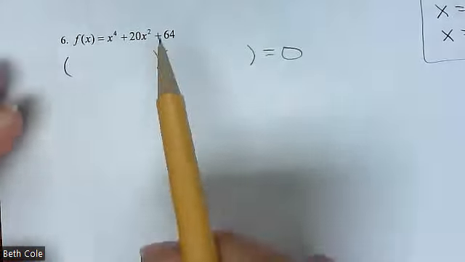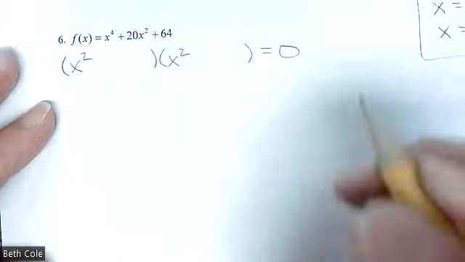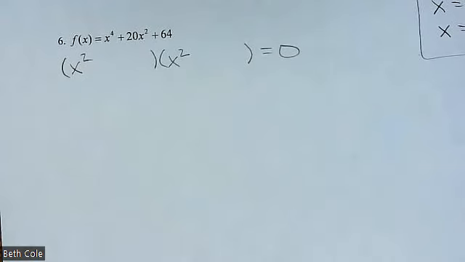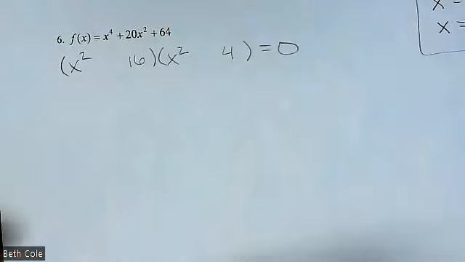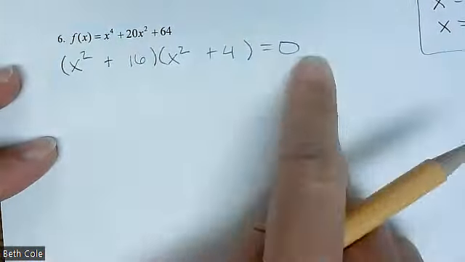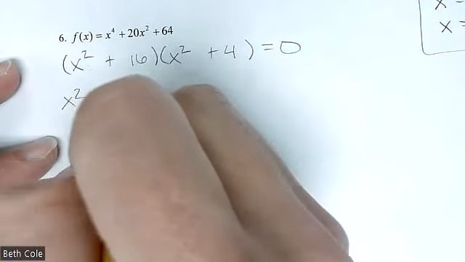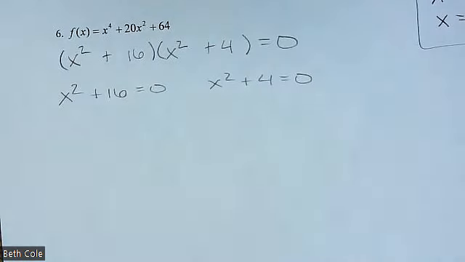Factor it. How would you split x to the 4th? Good. X squared and x squared. Now you need numbers that multiply to be 64. Wow. I didn't even have to talk you through that. As a heads up, they'll be perfect squares because I'm nice. Okay. It'll be 16 times 4. And then what symbols do you need? Plus. Good. And then you set each of these equal to 0 and work them out. X squared plus 16 equals 0, x squared plus 4 equals 0, and just keep going.